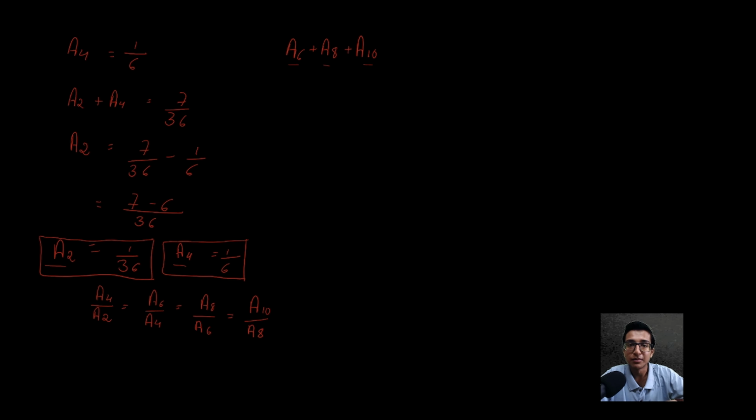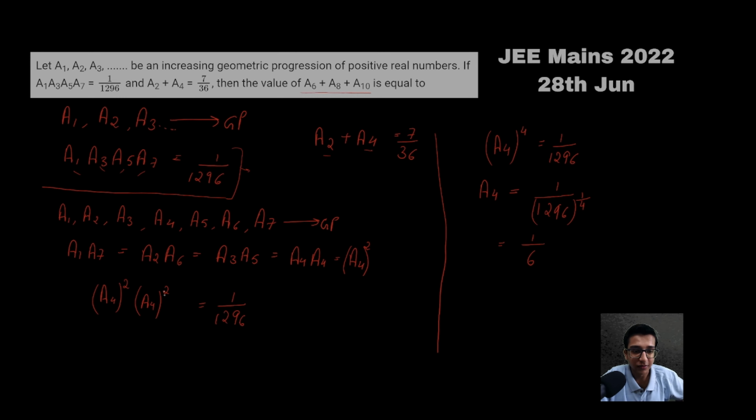If you are not being able to understand how I came to this equation, then in a simplified format you can write it as A2 into A6 would be equal to A4 square. I hope you understand how I came to this equation. Here we had written down A2 into A6 is equal to A4 square.